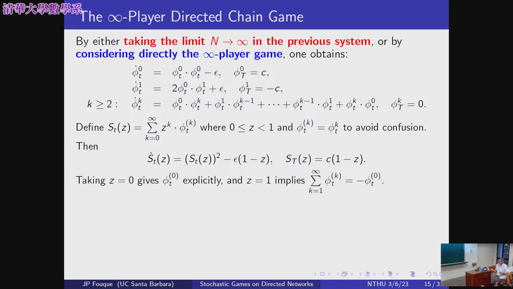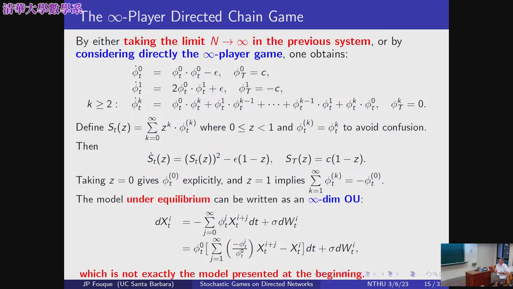And this is when you take z equals 0, this is what gives you this. Yeah, actually, the phi 0 is the sum of all the others. There are nice relations in these things. And to go a little bit more precisely, under equilibrium, so this is our equilibrium. Now we have a solution.